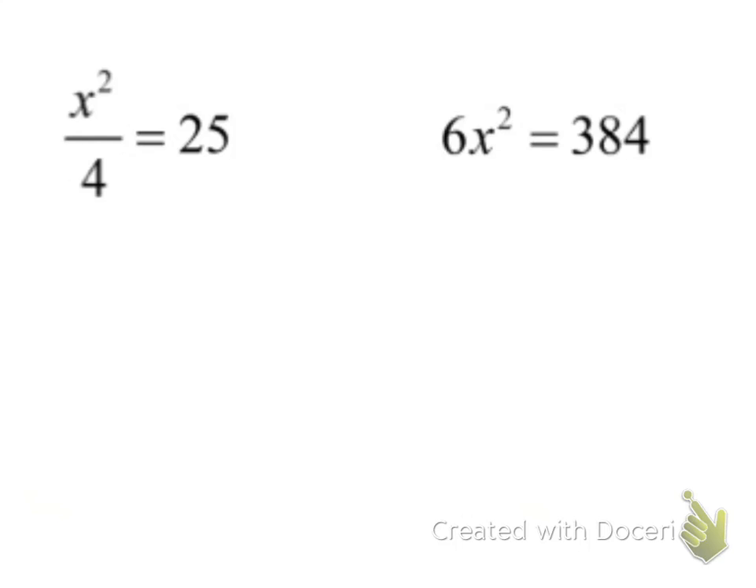So let's do an example here. This is just a normal two-step equation, and sometimes you're going to have to use cube roots or square roots to solve the final answer. So here we have a two-step equation. We want to get this 4 on the other side, so we multiply both sides by 4. That cancels out, so we're left with x squared is equal to 100.